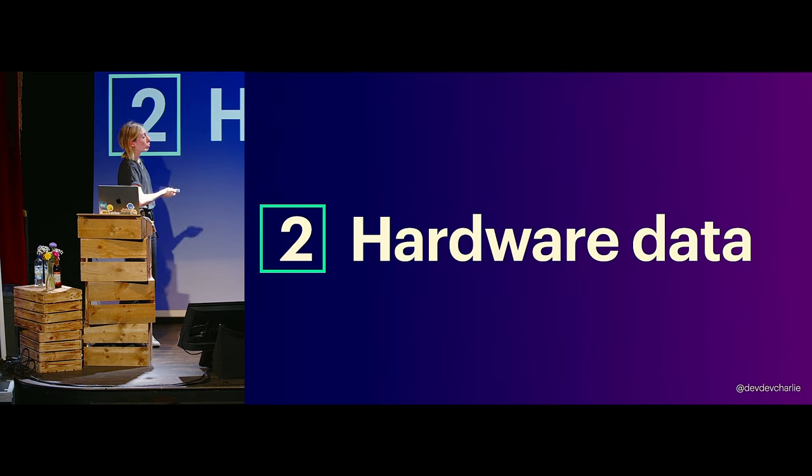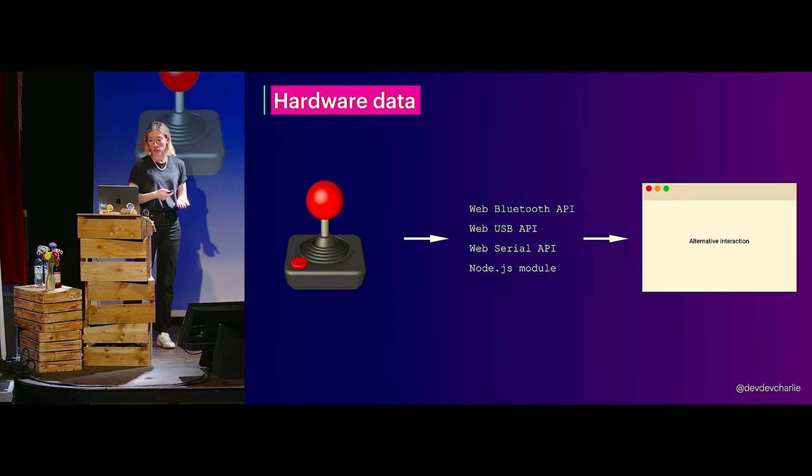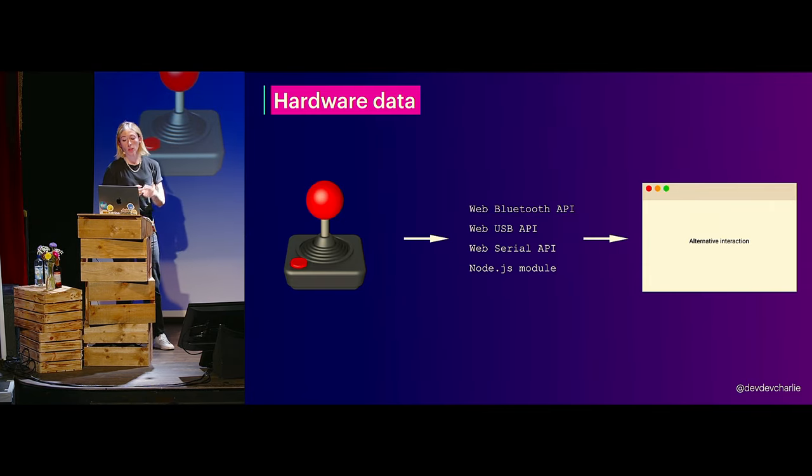So now let's move on to hardware data. What do I mean by hardware data? It could be a joystick, but anything that gives you data from a piece of hardware that's not usually the keyboard and the mouse. And in general, the way that you connect that with the browser, you would use either the Web Bluetooth API, Web USB, Web Serial, or a custom Node.js module that you would have on the server, streaming whatever event or anything to the browser.